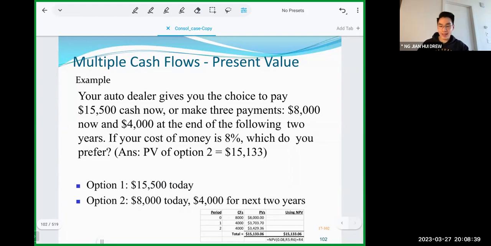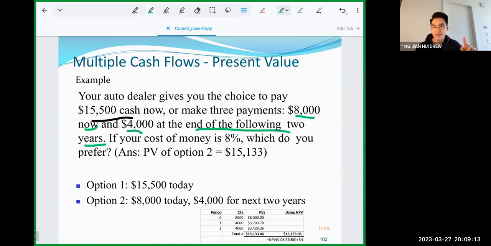Right? Okay, so let's look at this question. Remember we are dealing with multiple cash flows now, meaning cash flows happening in various years. So an auto dealer gives you a choice to either pay 15,500 now, or make 3 payments: 8,000 now, and 4,000 at the end of the following 2 years.